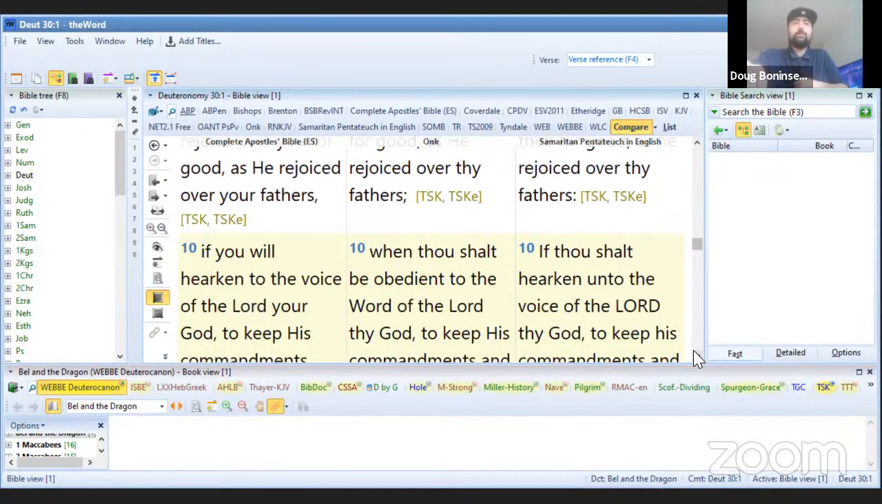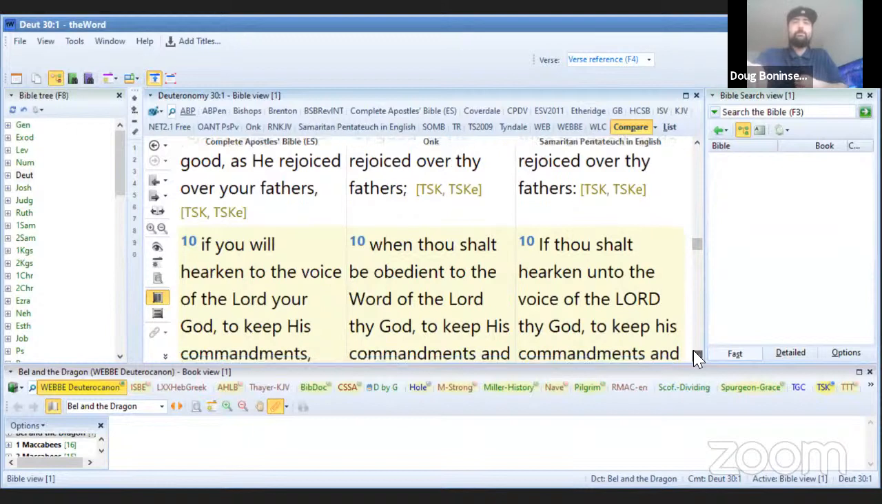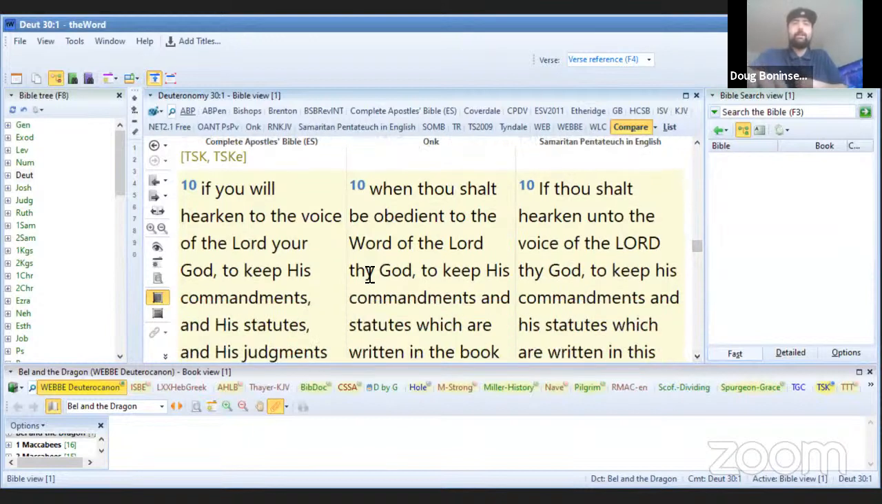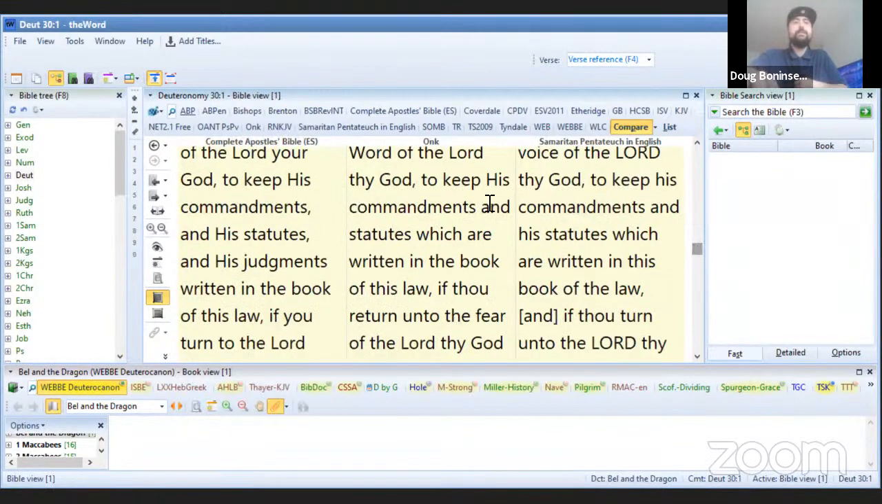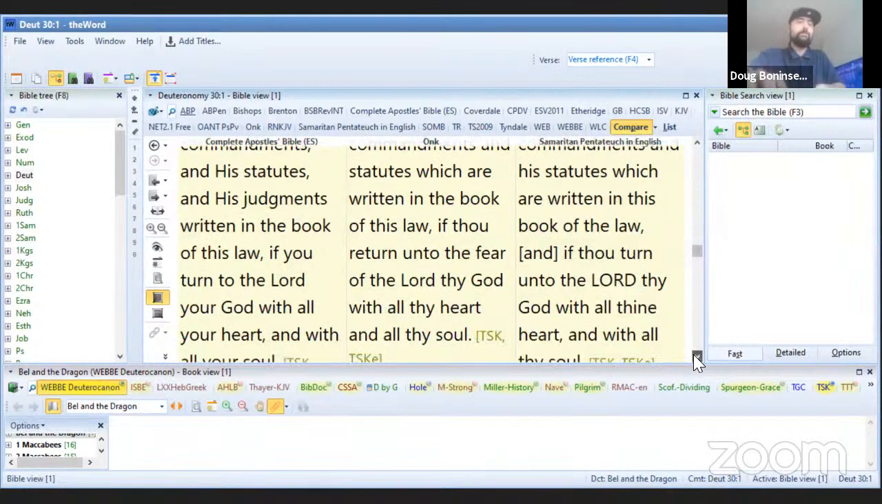Okay. And then he says, if you will hearken to the voice or be obedient to the word of Yahuwah your Elohim. So it's calling the word of Yahuwah their Elohim here in verse 10. To keep his commandments, statutes, and right rulings written in the book of this law. It doesn't say what's only on the tablets of stone. Okay, it says the whole book of the law.